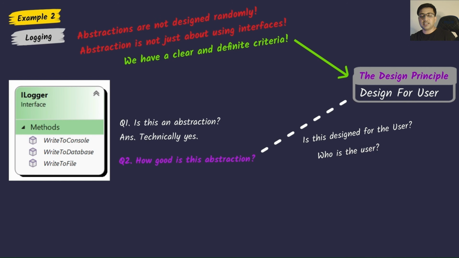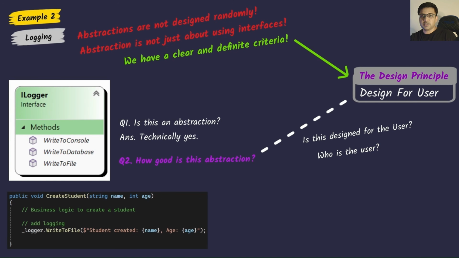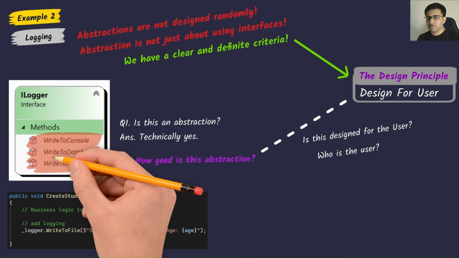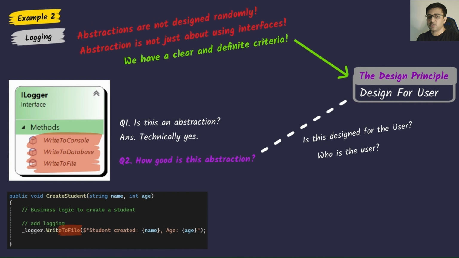So this is a logging interface. We want to use this for typical logging purposes, just like we do it in most applications. So for that purpose, this may not be a good design. Think carefully. As a user of a logging interface, we want to log a message. We also want to specify the destination like file, database, or something else. But we don't want to specify the destination every time we log. But this interface forces us to specify the destination on every call.